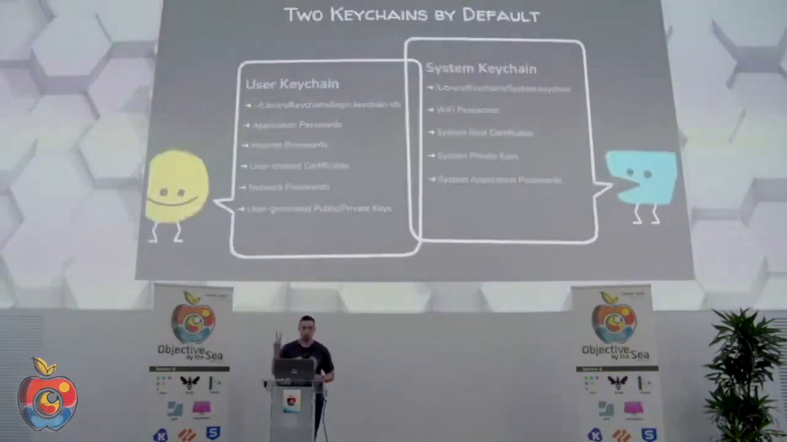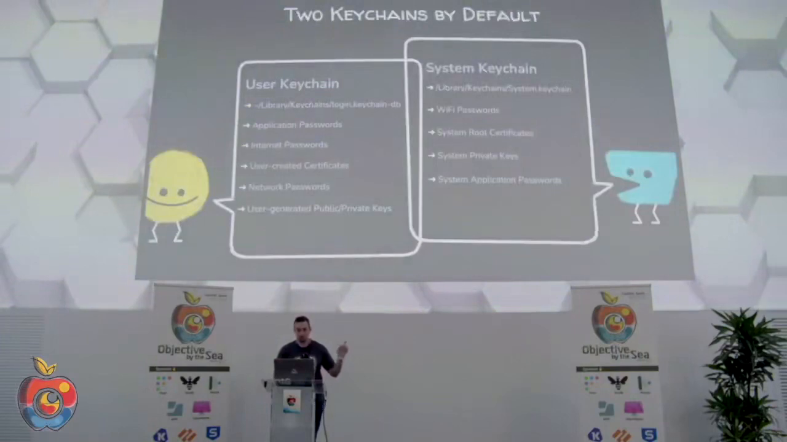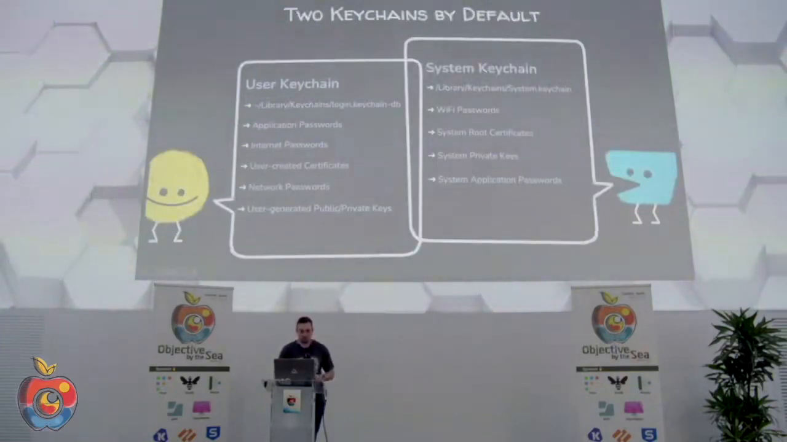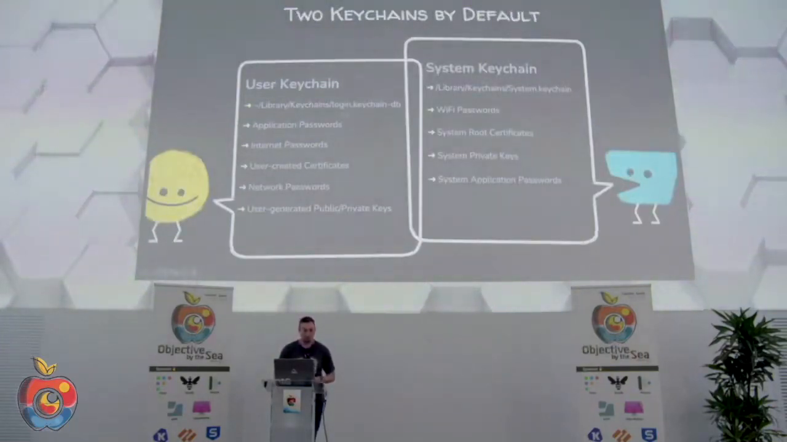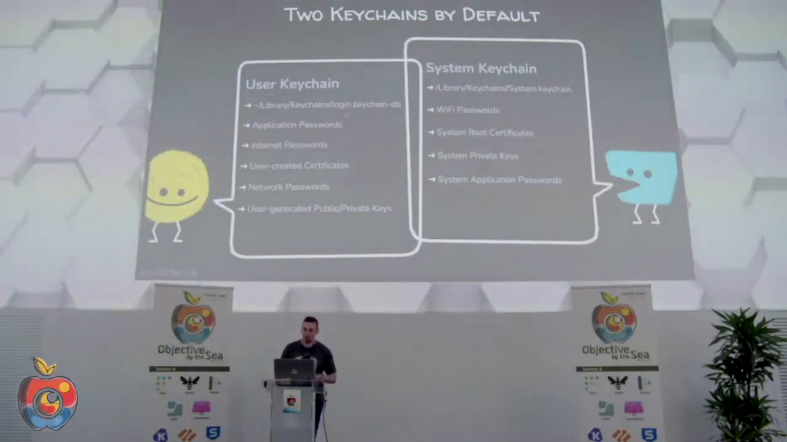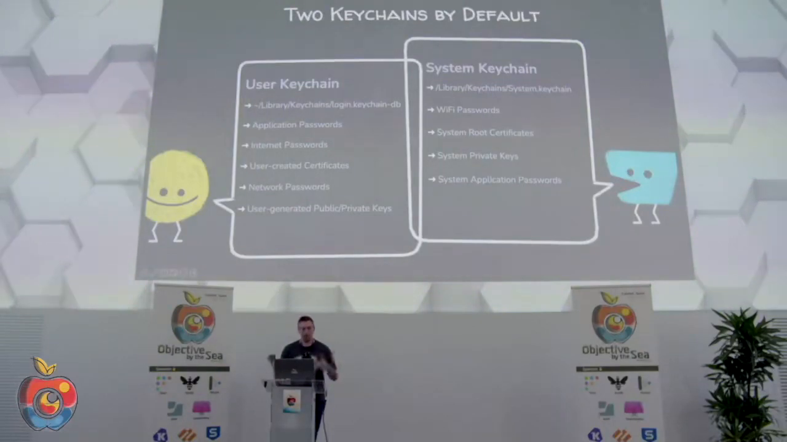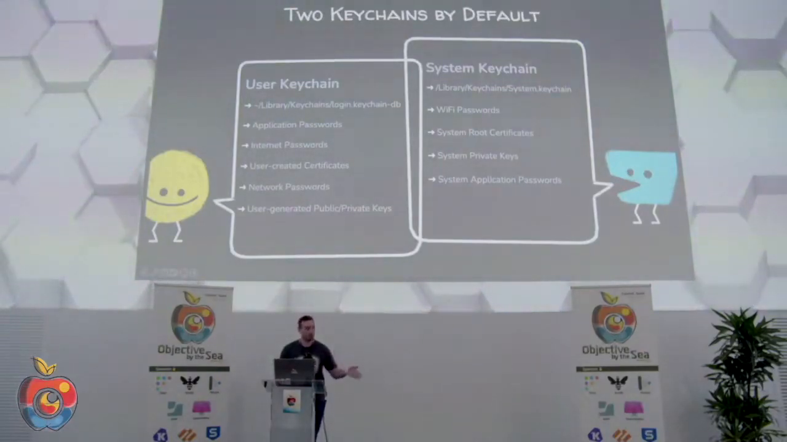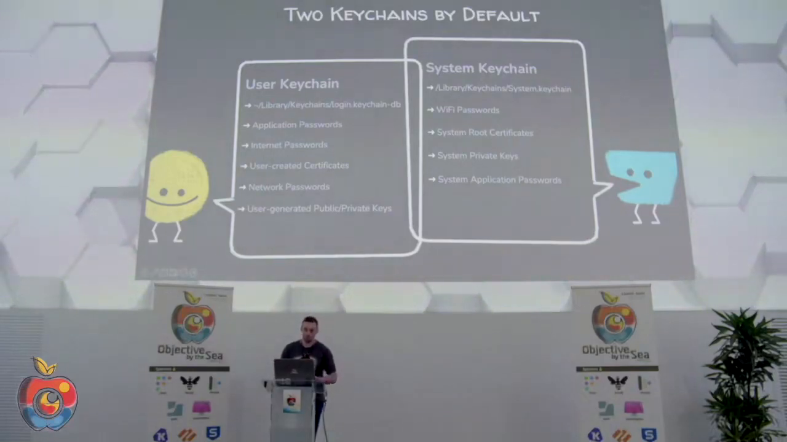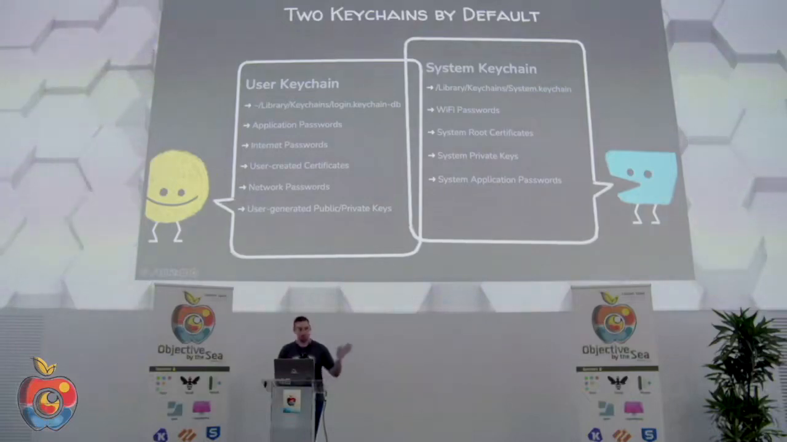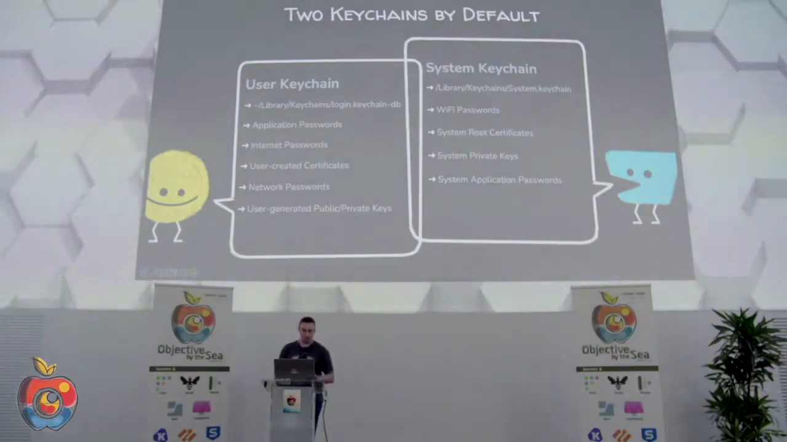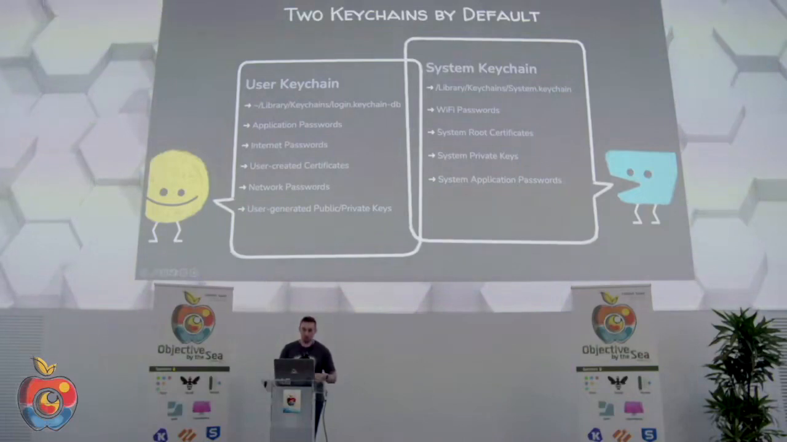For your standard user, there are two by default. Your user will have one in your home folder, Library/Keychains/login.keychain-db, and then the system uses one in /Library/Keychains/System.keychain. The data stored in these is a little different depending on whether you're looking at the user's login keychain or the system keychain. Your user login keychain is going to have your internet passwords, the ones where in Safari you say, save this. It also holds user-created certificates, and Wi-Fi connections, stuff like that.